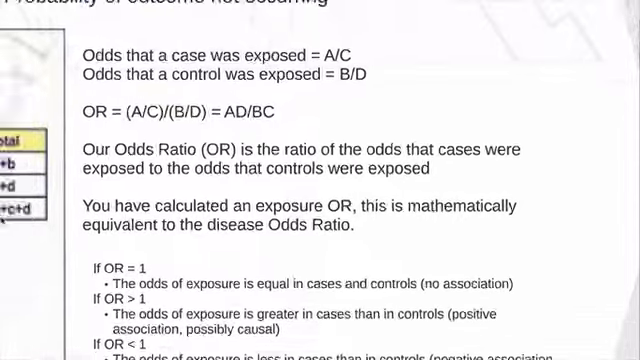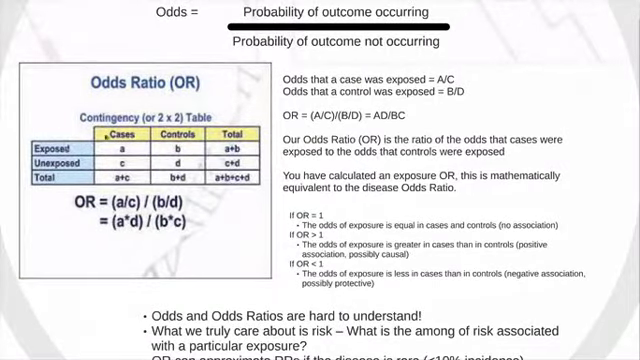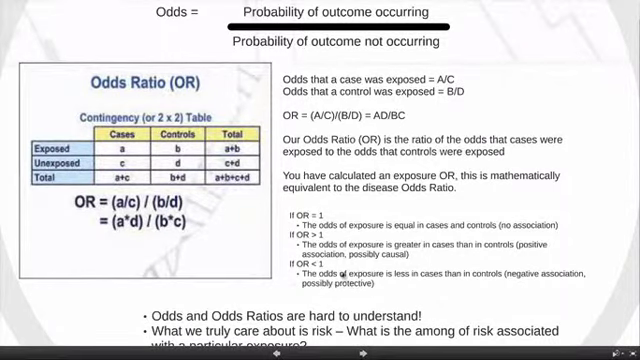Bottom line though, set up your 2 by 2 table with your case control study data. An odds ratio is AD over BC, and we treat odds ratios the same way we treat relative risk as far as the null value, the value indicating protection, and the value indicating risk.